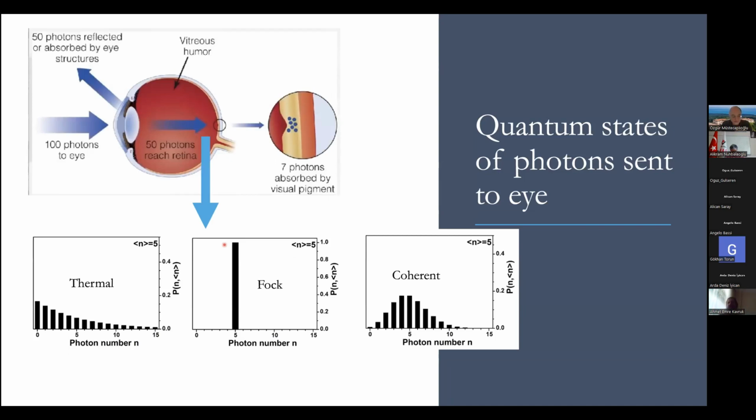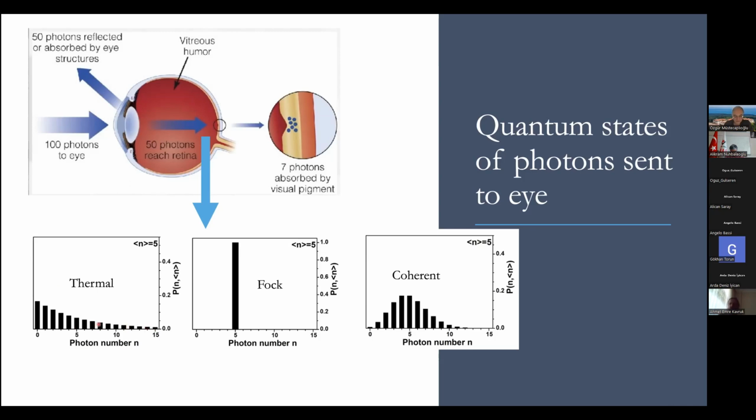Let's now say that the n photons arriving at the retina can be in different quantum states. It could be in a Fock state, a thermal state, or a coherent state. In my talk, I will not discuss superposition states. I will only focus on simpler non-superposed states. Of course, you can say a coherent state is also a superposition of number states, but we are not talking in the sense that we have quantum entanglement or quantum superposition in different degrees of freedom.